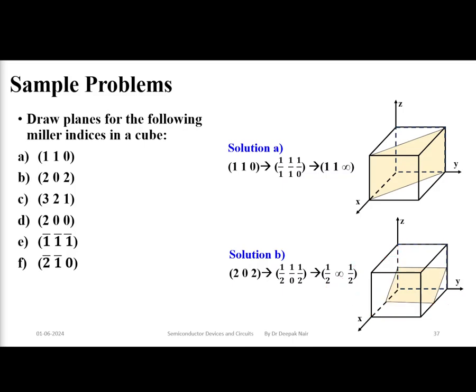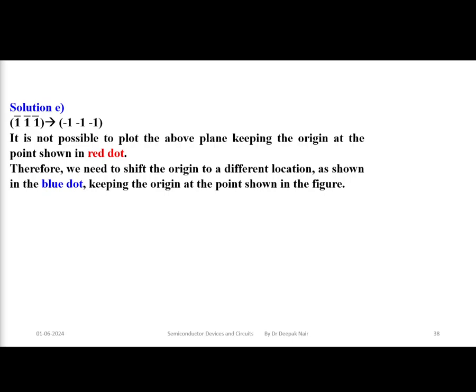Now similarly you can try for the third, that means C and D, try to draw the planes. Now coming to the planes where you have negative numbers. Remember, negative numbers are represented by bars. So 1 bar, 1 bar, 1 bar is basically minus 1, minus 1, minus 1. It is not possible to plot the above plane keeping the origin at the center or where we have been using the origin.